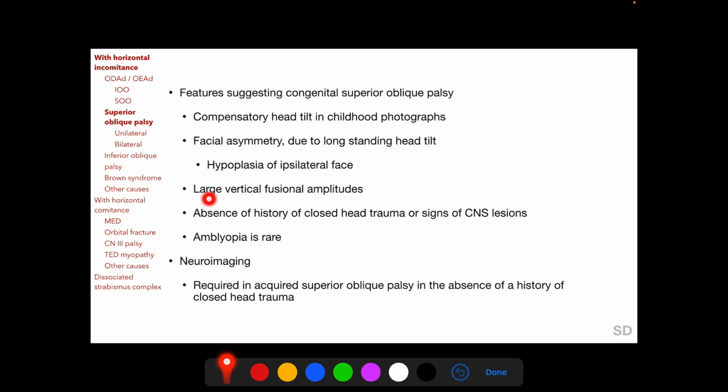These patients have large vertical fusional amplitudes, and this is very important in diagnosing a patient with congenital superior oblique palsy. And in patients with congenital superior oblique palsy, history of a significant closed head trauma or signs of CNS lesions are absent, and amblyopia is a rare occurrence. Neuroimaging is required in acquired superior oblique palsy in the absence of a history of closed head trauma, which will suggest either a microvasculopathic lesion or a compressive lesion.